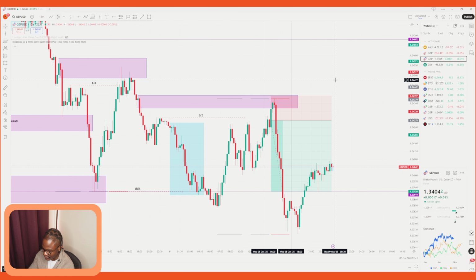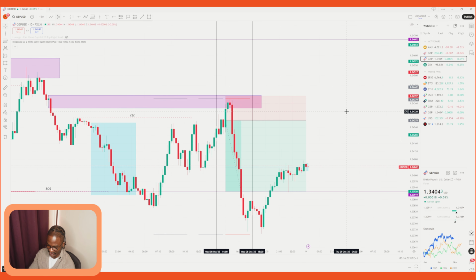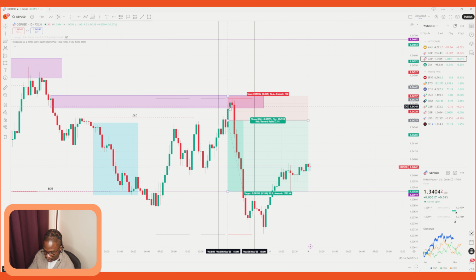Let me see, somewhere around there. This is the Killzone. Literally, this is the New York Killzone. This is the strongest time window of the day. So this time now is where price moves the quickest. That is where there is the most volume in the market, right?